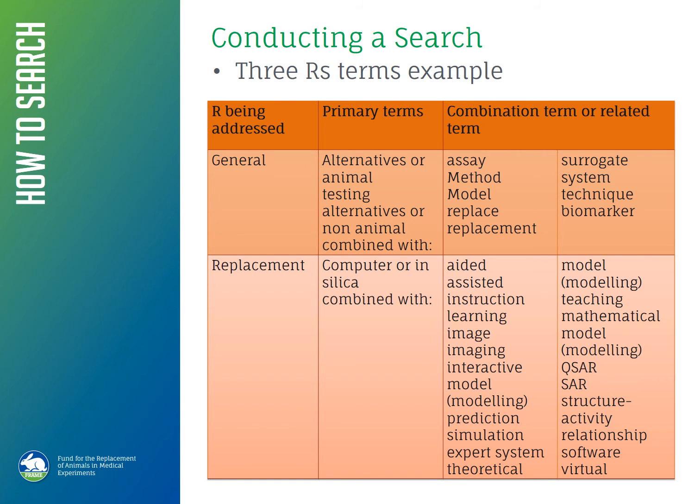In the context of 3 Rs terms, there is a comprehensive list of words that you could use, which is available on the Frame Searching for Information resource. Here I just give a few examples related to replacement. So if you were looking at general alternatives, then you could use the term alternatives or animal testing alternatives or non-animal, combined with assay, method, model, replace, replacement, surrogate, system, technique, biomarker. If you were, say, looking specifically for computer-based replacements, you could use computer or in silico combined with aided, assisted, etc.